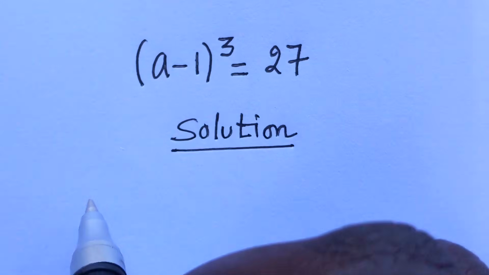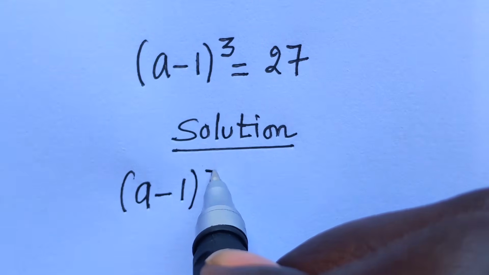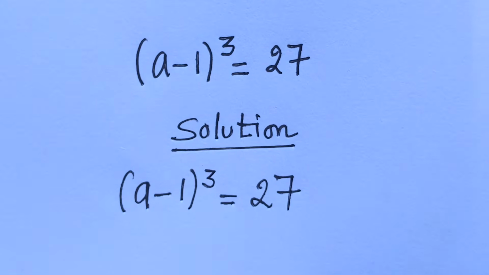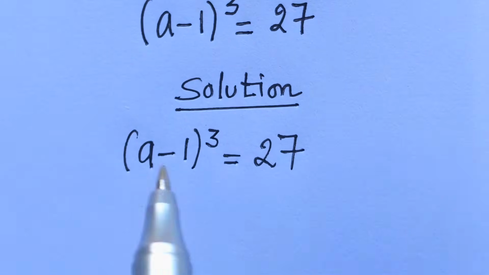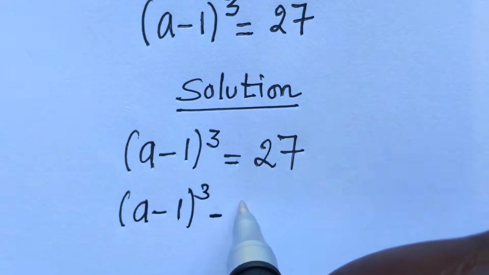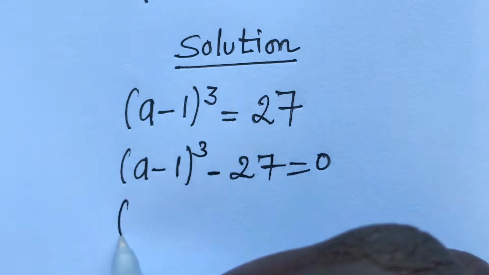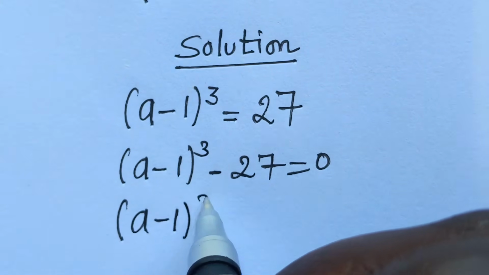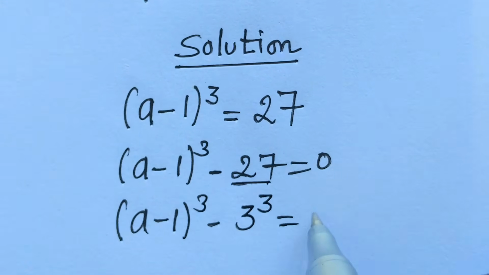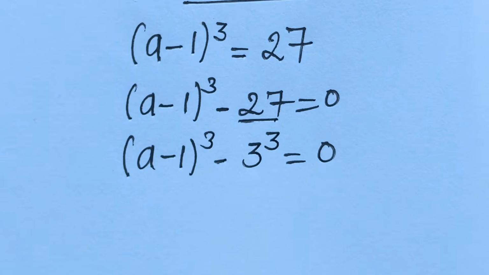Very quickly, here we have to copy what we have: (a − 1)^3 = 27. What can we do? We have (a − 1)^3 − 27 = 0. And of course we can write (a − 1)^3 − 3^3 = 0, since 27 is 3 cubed. So this is what we have right here.